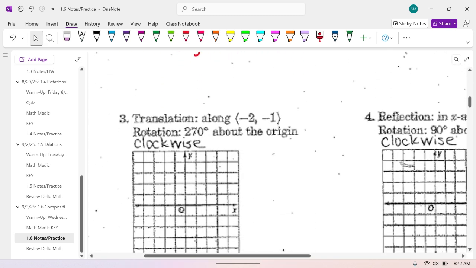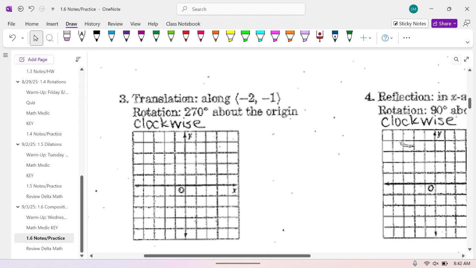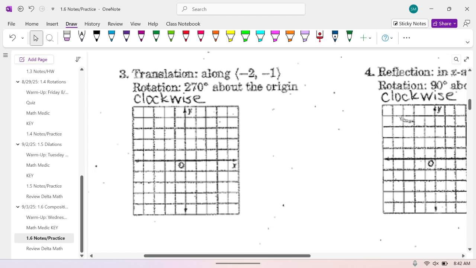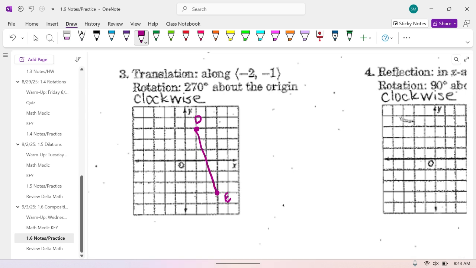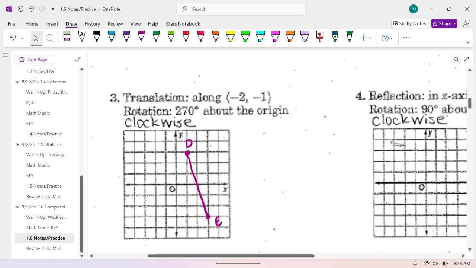All right, so let's try number 3. Again, we're going to start with the same image. So we're at 1, 3 for D, and then 3, -3 for E. So still using the exact same image. It asks us to translate along that vector. What does that vector mean?